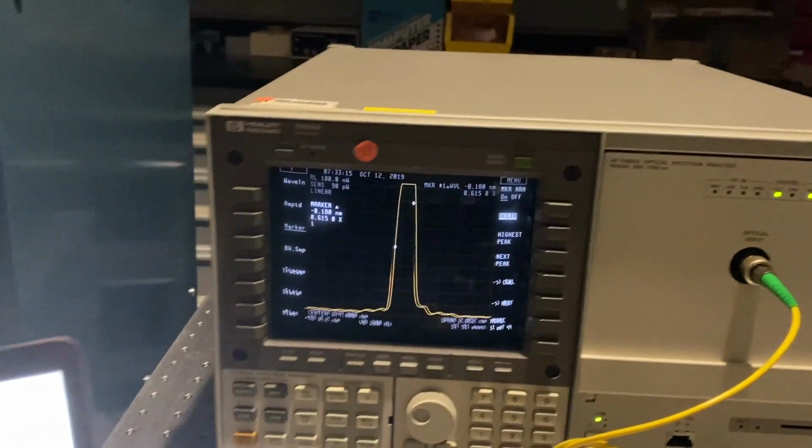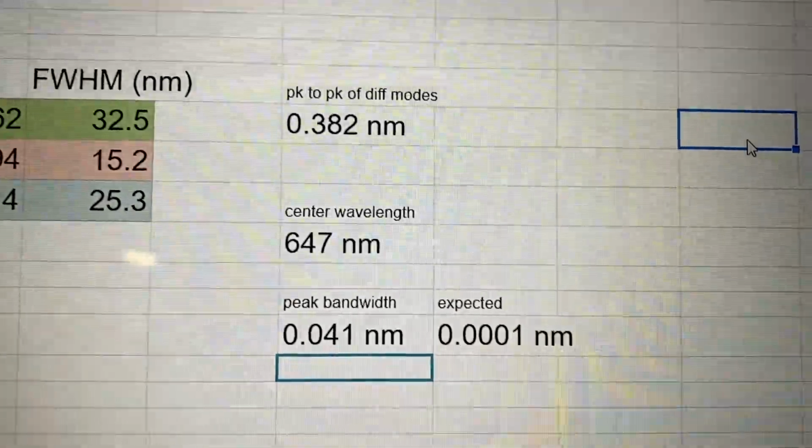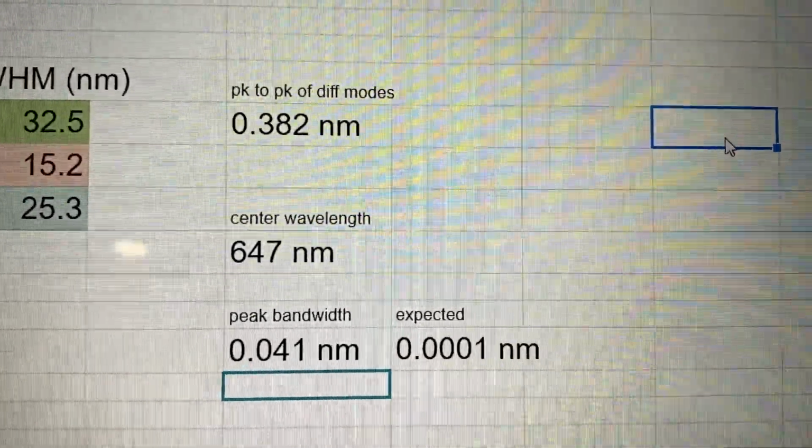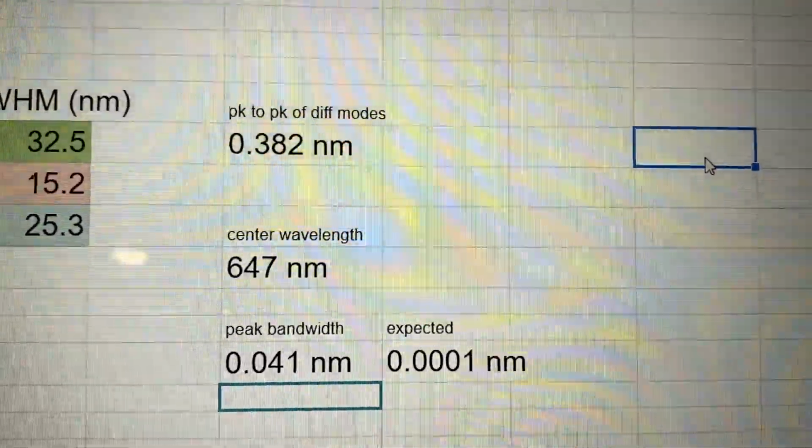We found the peak wavelength to be 647 nanometers and the peak bandwidth to be 0.041 nanometers. This is much greater than the 0.0001 nanometers due to an imperfect system.